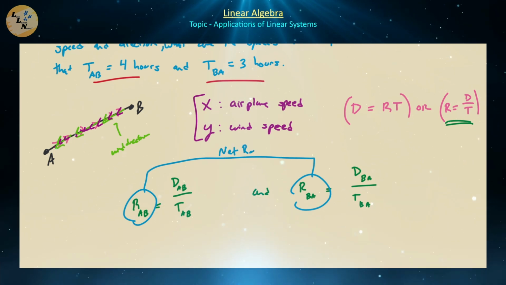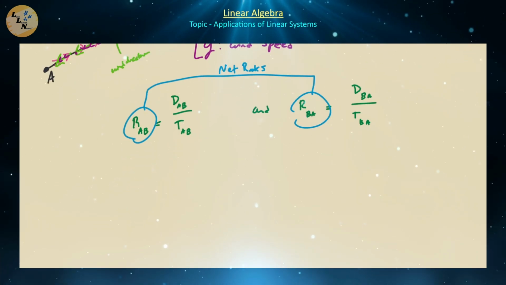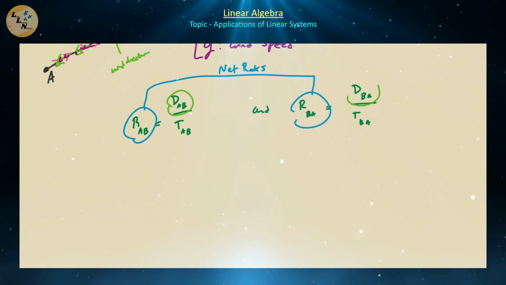So these are going to be the net rates. It has both the airplane and the wind in it, and if we decompose these net rates into airplane and wind rates, then everything will be perfectly fine. Now, one thing can be simplified immensely here, in particular dA and dB.